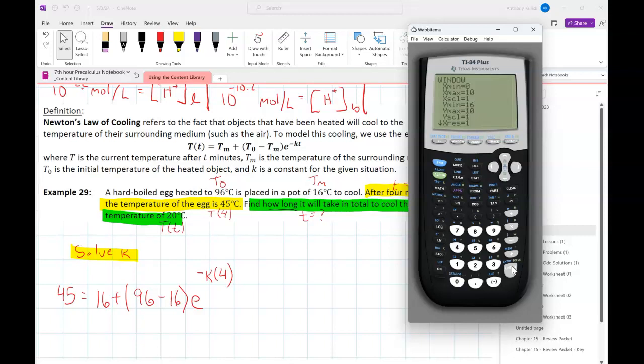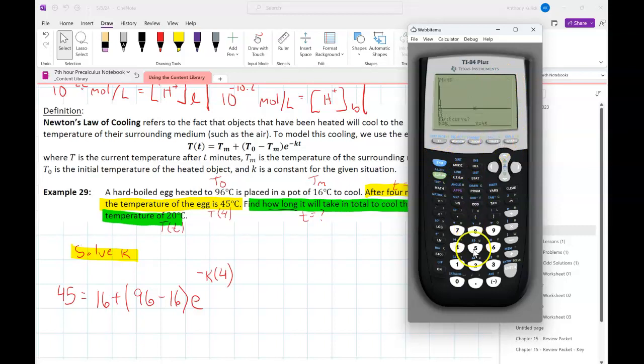45. Nope. 96, right? That's how hot we heated it up to. It's never going to get hotter than that because the surroundings are colder afterwards. Everybody feel good there? And how I picked my window? That's the thing if you're going to choose to do this by graphing. You got to be able to pick a window so you can find the intersection. We'll do it without graphing here in a second.